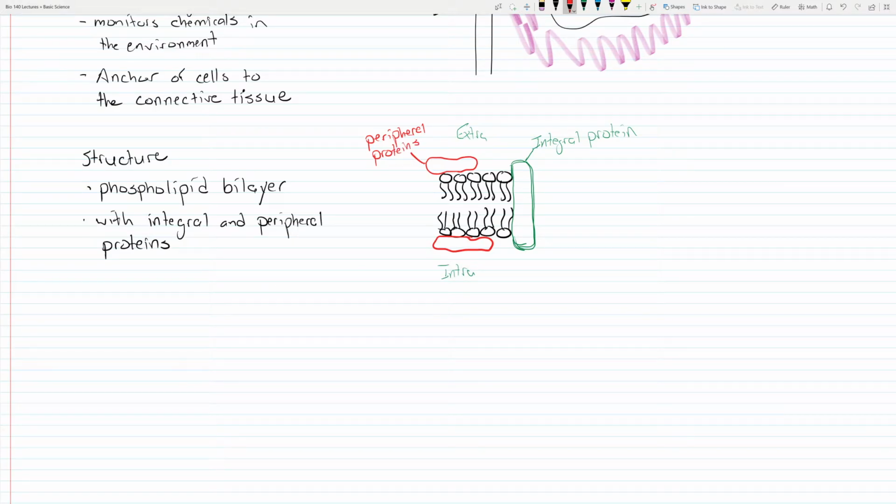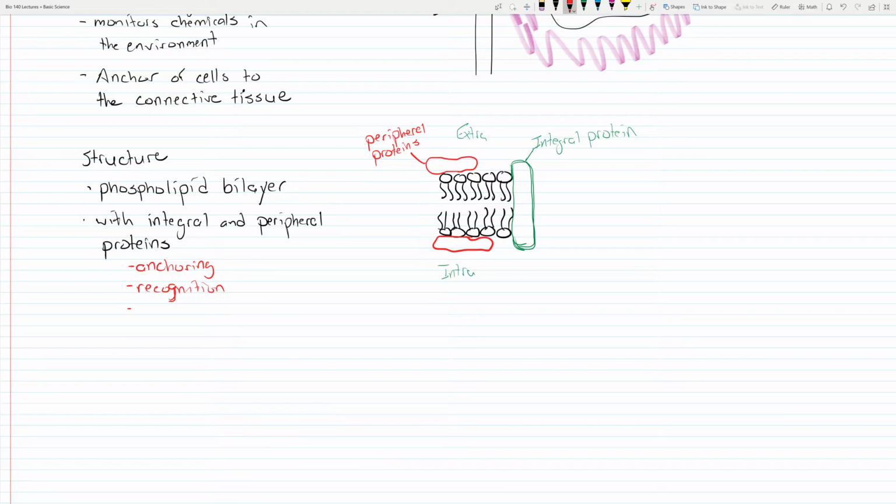Those are called peripheral proteins. Okay. So now what these proteins do is they can be used for anchoring. They can be used for recognition. So when we say recognition, all cells in your body have this little protein, it's usually a glycoprotein on it, and that says, I belong here. This cell belongs here, and so your body won't attack it.